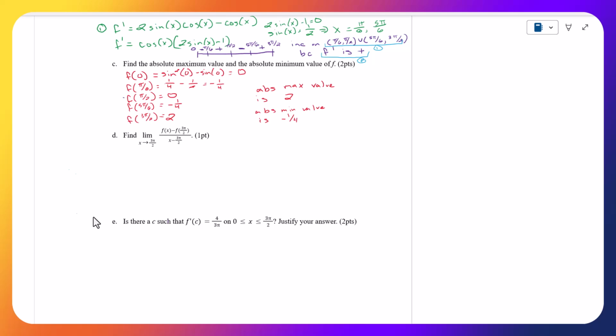Once you've shown that it's indeterminate, you can show that by saying the limit as x approaches 3 pi over 2 of f of x minus f of 3 pi over 2 equals 0. Limit as x approaches 3 pi over 2 of x minus 3 pi over 2 equals 0. So we're indeterminate. So we can use L'Hopital's rule.